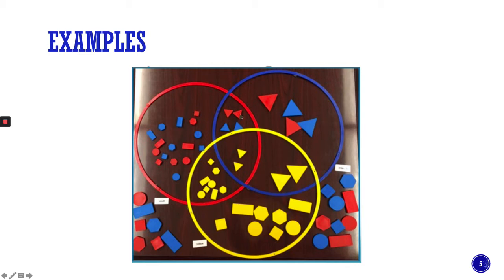You will do this poster with 3 Venn circles. So make sure you have 3 circles, 3 different characteristics. So this is just like the big red square. If you notice on the outside, I have things that are not yellow, not small, and not a triangle.